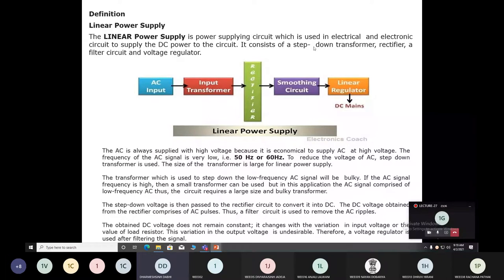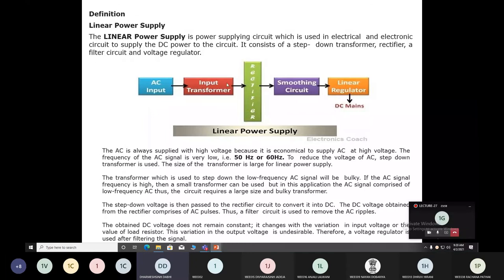At the output side of the rectifier, we won't get constant DC because your input voltage may change, or depending upon the load conditions, your voltage is varying. So if you require constant DC voltage at the load side, you provide the linear regulator. Okay, so this is the single line diagram of the linear power supply. So what happens actually in this case?